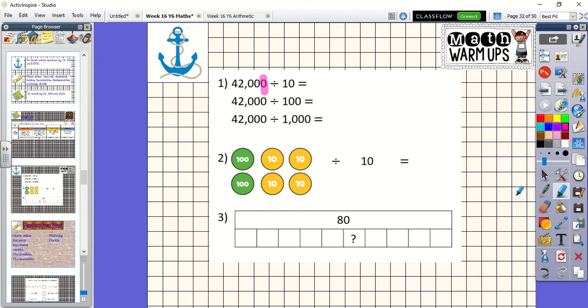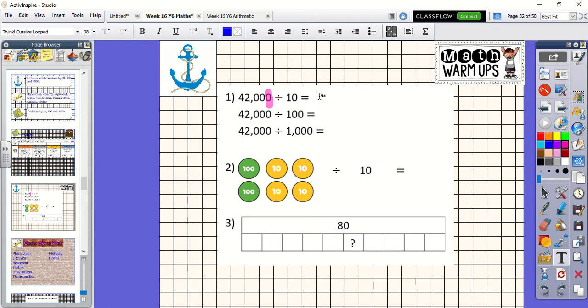And you're not just getting rid of it just because, there is a reason, and that is because that number, 42,000, is going 10 times smaller. So my new number will be 4,200, okay?